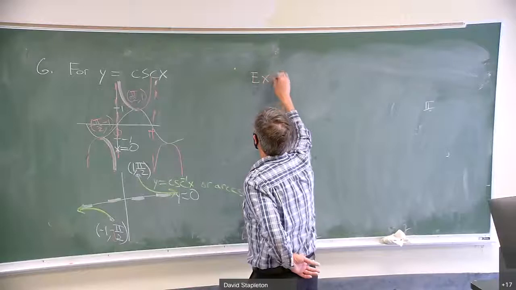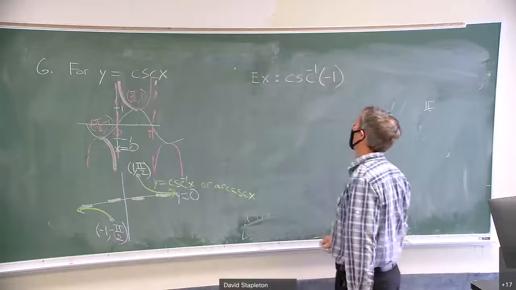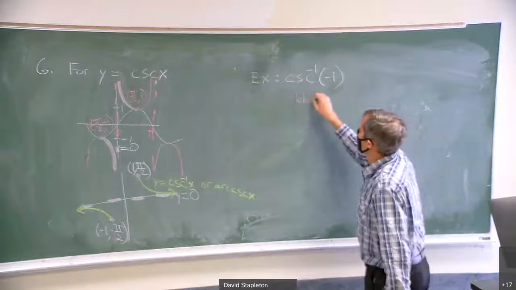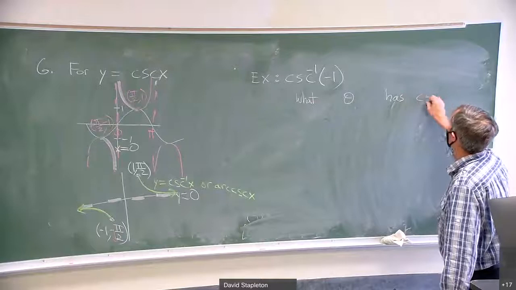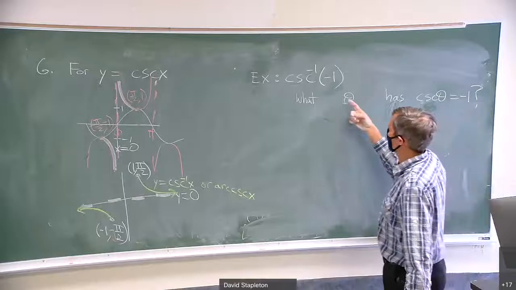What is the inverse cosecant of negative 1? How about that? What we're asking is what angle theta has this arc cosecant, or has this cosecant? And what range can the angle take on? This is where the picture is nice. It's the range of the function.